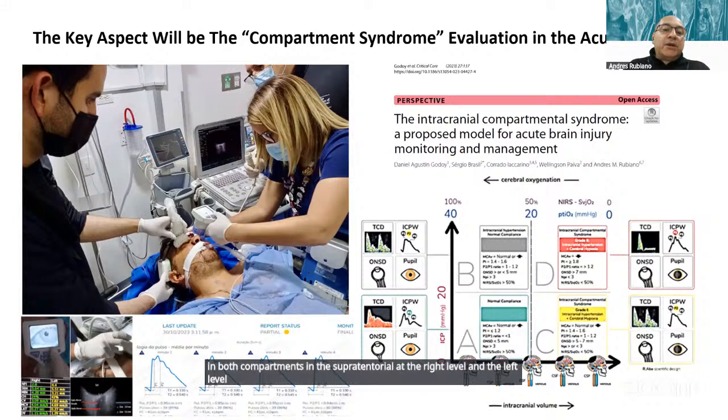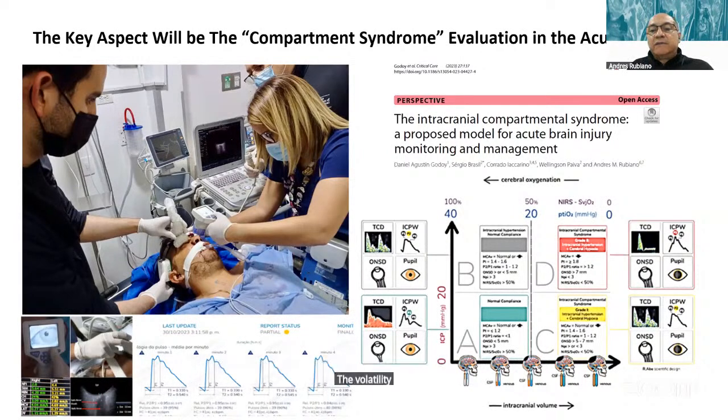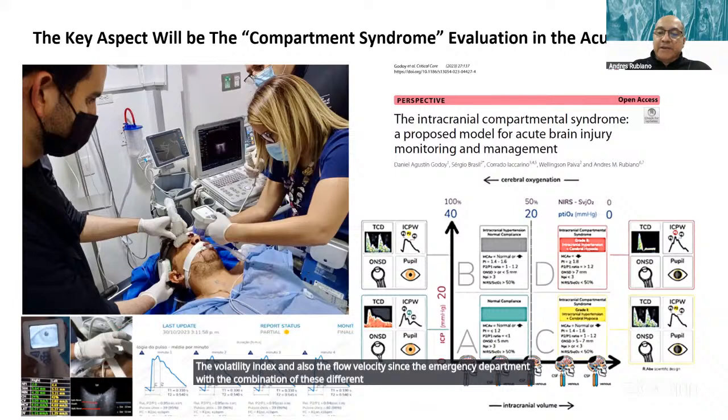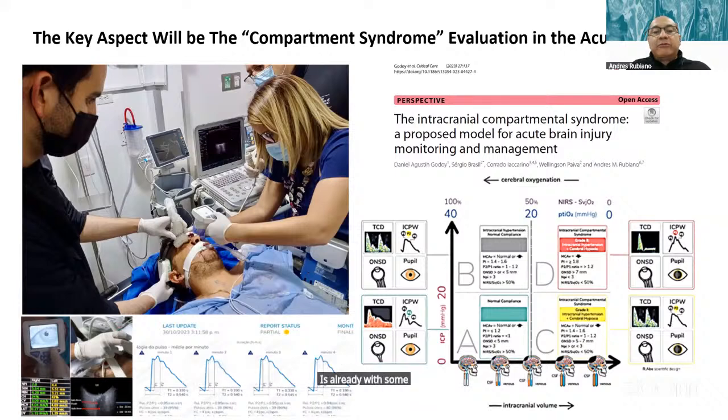We also perform optic nerve ultrasound in order to measure the optic nerve diameter. And we also perform transcranial Doppler in order to evaluate the pulsatility index and also the flow velocity since the emergency department. With the combination of these different systems, you can very easily understand in what part of the compliance waveform and also in the pressure-volume curve the patient is. So, if the patient still has some remaining compliance or not.